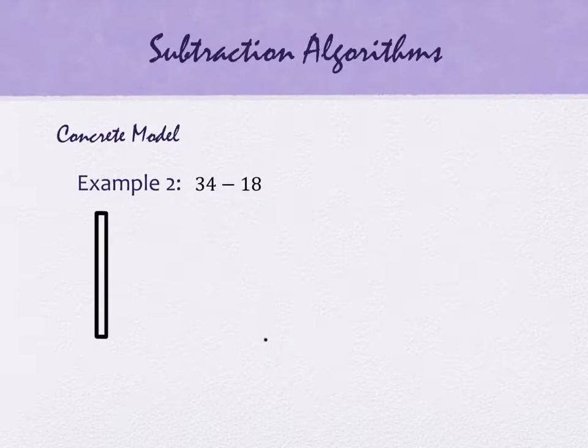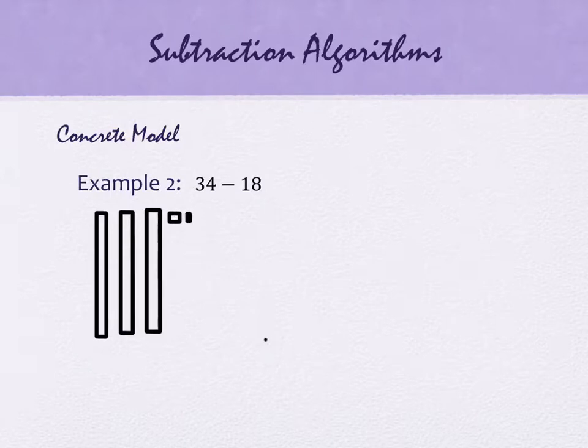So in this one, we would have the same 34 that we had in our last lesson. So here's 34. But instead of adding on 18, I want to take away 18. So taking away 18, of course, means taking away 1 long, and then taking away 8 units. And the problem, of course, is that there aren't 8 units to take away. I only have 4 units.